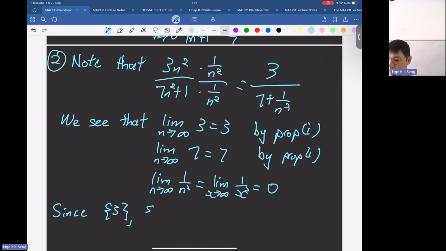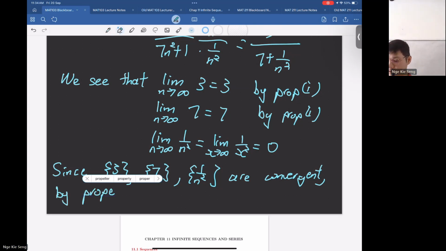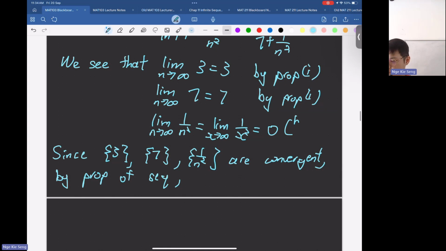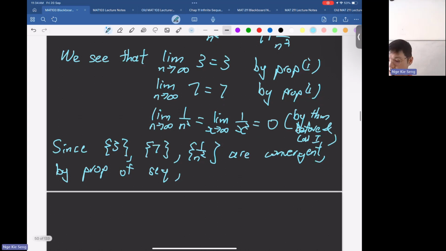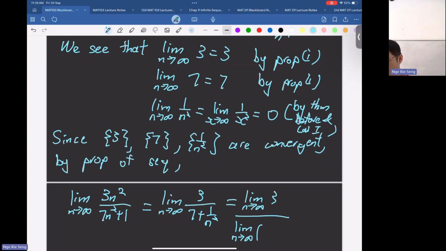So since the constant sequences 3, 7, and 1 over n squared are convergent, what can we do? We can use the property of sequences again. This one I got by the theorem from calculus 1. So by the property of sequences, how do we compute the original sequence? The limit of 3n squared over 7n squared plus 1 equals the limit as n goes to infinity of 3 over 7 plus 1 over n squared. Which is what? I know these 3 pieces are convergent, so I can compute that this limit is equal to the limit as n goes to infinity of 3 over the limit as n goes to infinity of 7 plus 1 over n squared.